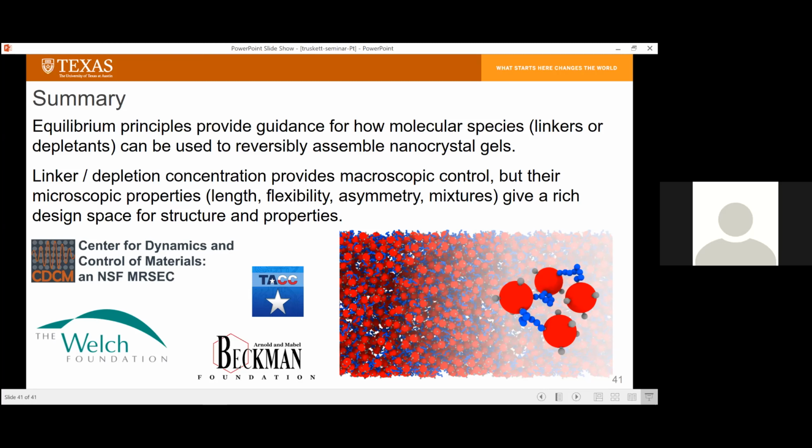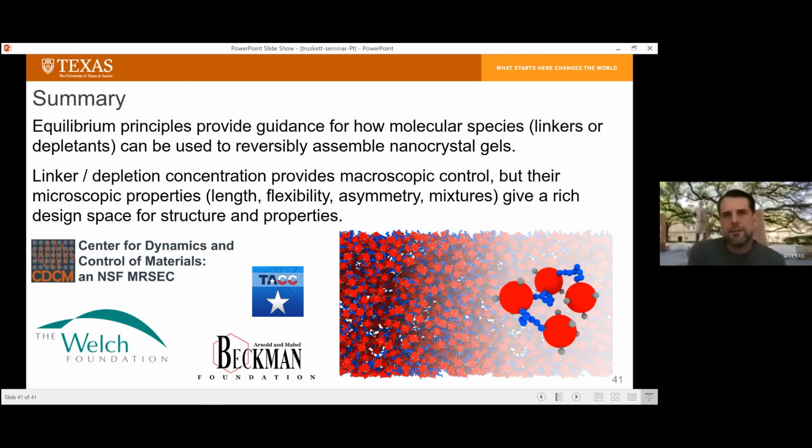So with your linkers, can you shift the phase diagram? Are these equilibrium attractive gels or non-equilibrium ones? I was lost with your... Yeah. So thanks for that question.